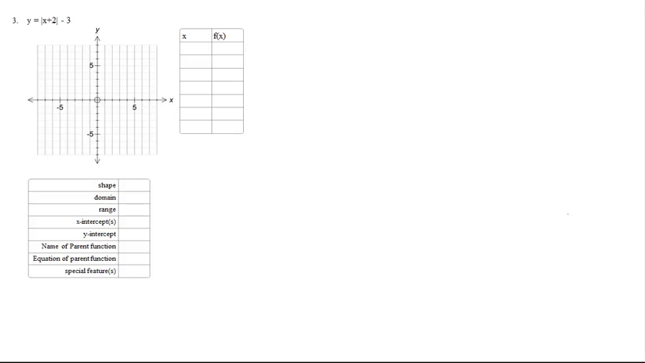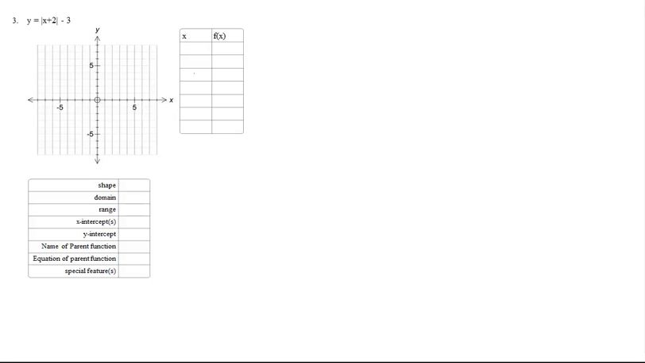Okie doke, so in this, the third video, we're going to be looking at an absolute value function. You can tell it's absolute value because of the absolute value bars right there. Notice that the only other thing happening here is we're adding 2 and subtracting 3. Those are both arithmetic operations. That means that this is going to look something like an absolute value function.